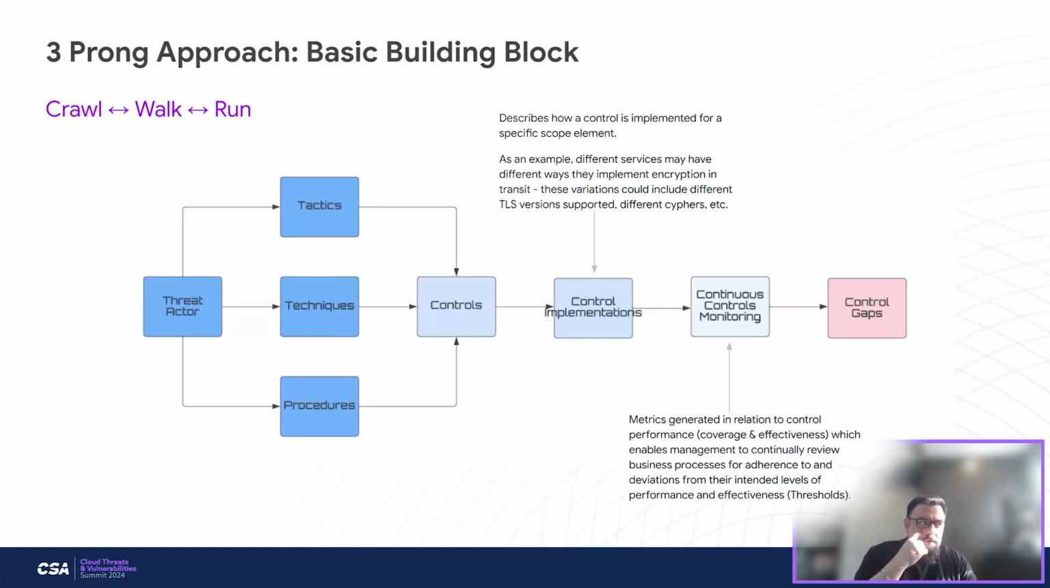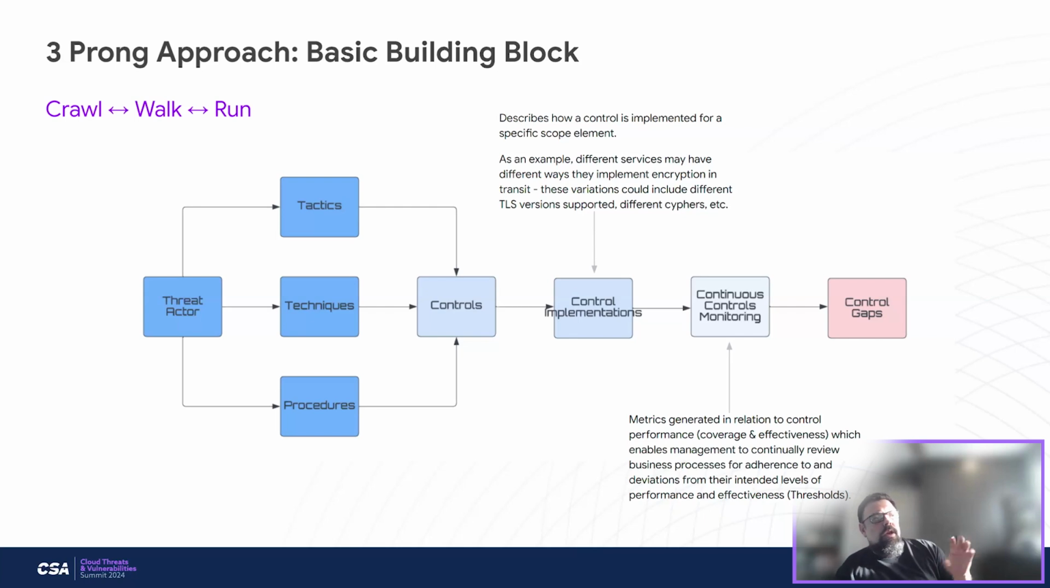We're going to talk about this three-pronged approach of the basic building blocks. On the previous slide, we talked about controls, control implementations, and the controls monitoring, right? That's very much focused on the right side of the equation, and very much part of, I would say, a traditional GRC system and the traditional GRC process.